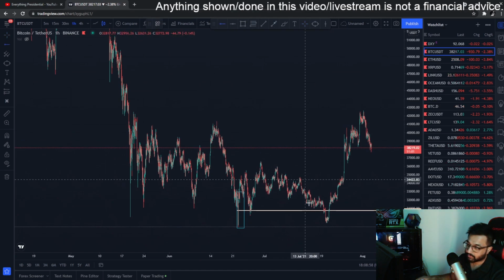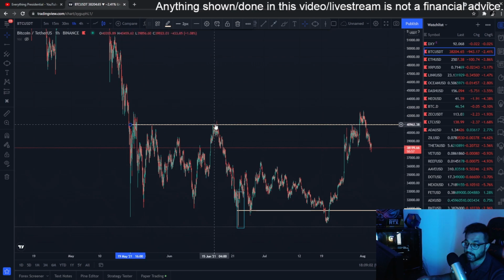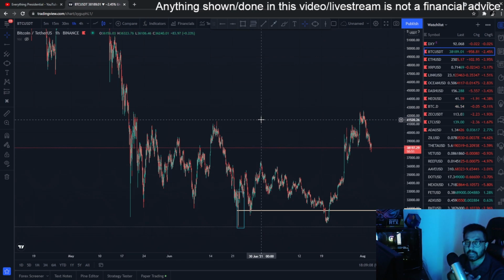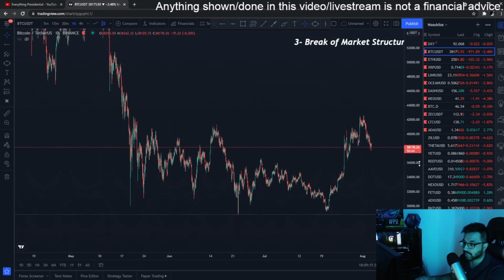And then if you are patient enough, you are holding your Bitcoin, this would be the next point of liquidity. This is where the next equal highs are. This would be a very good point for you to sell, or for me to sell the rest of my Bitcoin. Simple as that. Let me show you guys if I can find an example for a sell.